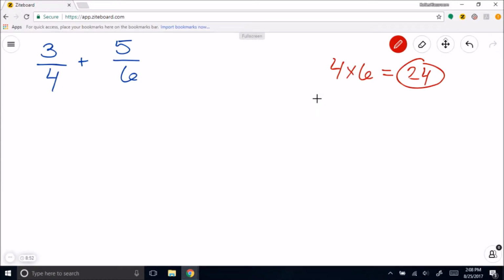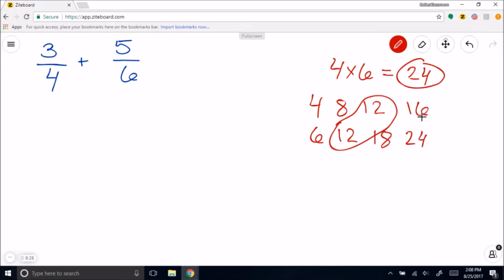For multiples of 4, we have 4, 8, 12, 16, and I could go on, but let's go ahead and see if there's any matching for 6. For 6, multiples of 6, we have 6, 12, oh, look, 12. So like before, this would have turned into 6, 12, 18, 24, and 24, like I said, would work, but picking 12 will save you some time.